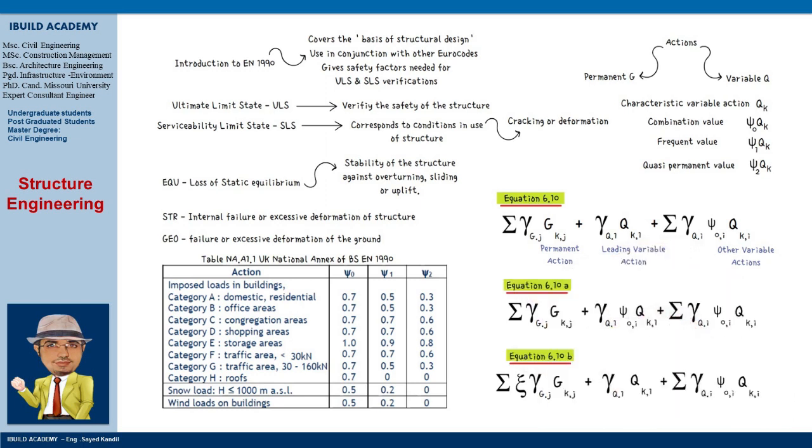Here's the second option that we have. We have equations 6.10a and 6.10b, and we need to check the least favorable of these two. Equation 6.10a is similar to 6.10b, except we have an extra combination factor applied to the leading variable action. Equation 6.10b is the same as equation 6.10, except that we have this term xi, which is a reduction factor, and the value of xi taken from the National Annex is 0.925.